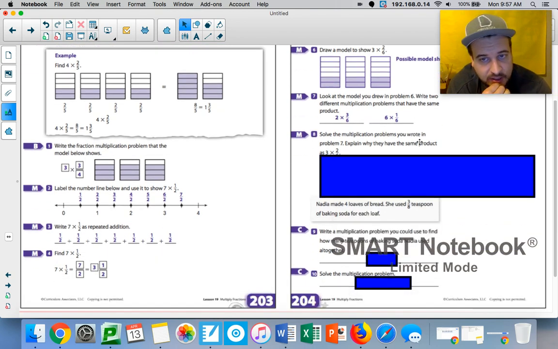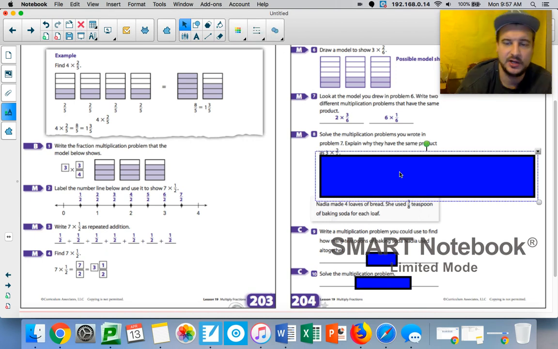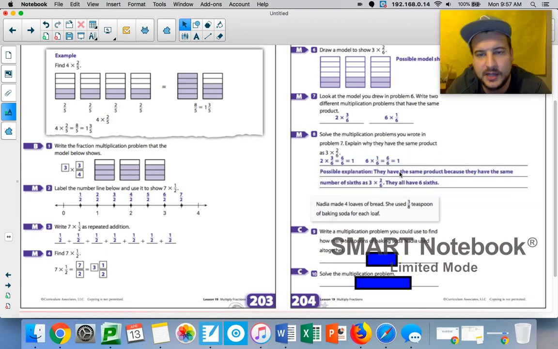Solve the multiplication problem you wrote in problem 7. Explain why they have the same product. Possible explanation: they have the same product because they have the same number of sixths. 3 times 2 sixths, they will all have 6 sixths. So, basically, a fancy way of saying it is they have the same number of sixths. Those pieces, they have the same number of them.